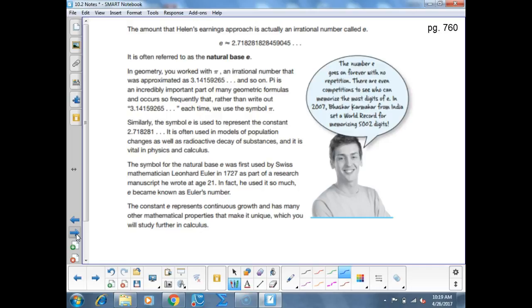So E is used to represent the constant that we found from Helen's things. It's often used in such things as population models. That's big in population models. We'll get to that in a minute. As well as radioactive decay. Okay? And it's vital in physics and calculus.